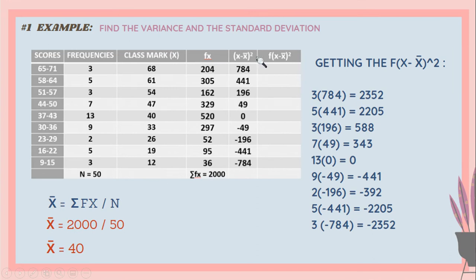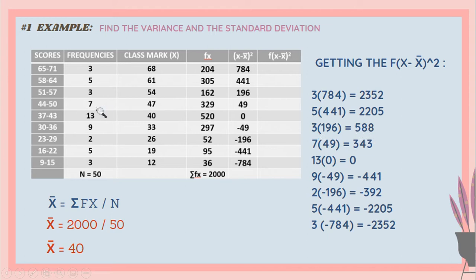And then after finding the answer for this column, we need to find the f times x minus mean squared. So all you need to do is multiply the frequencies to this column. So 3 times 784 is equal to 2352. And then 5 times 441 is equal to 2205. And then 3 times 196 is equal to 588.